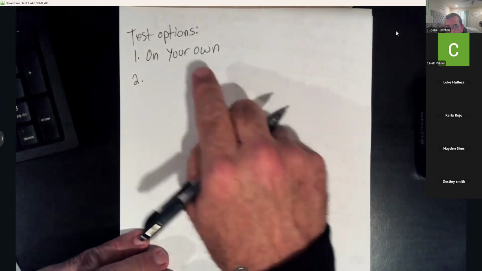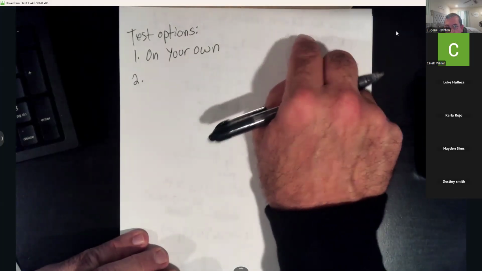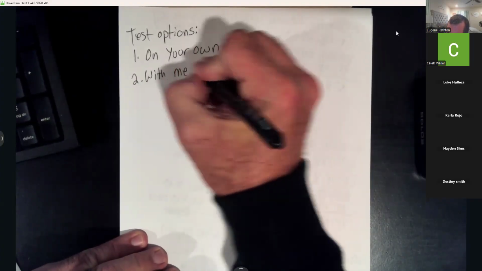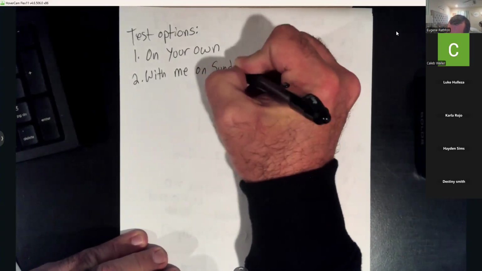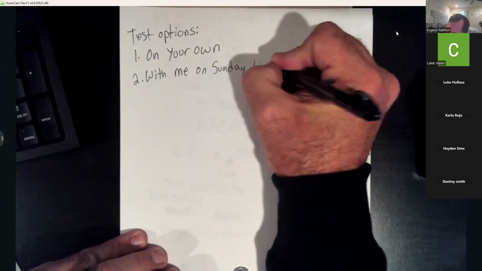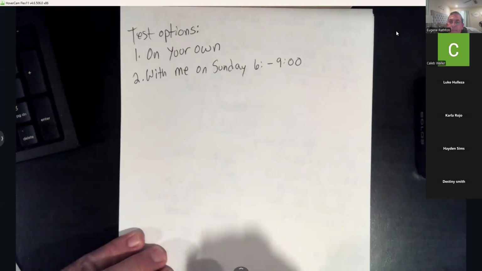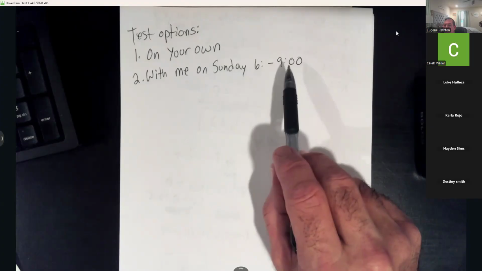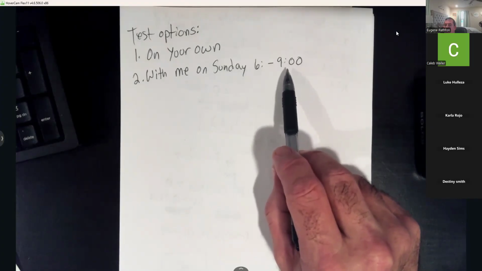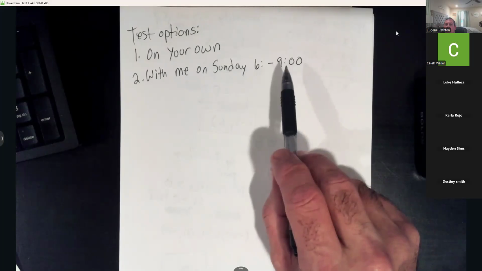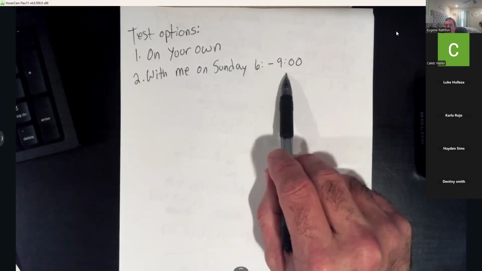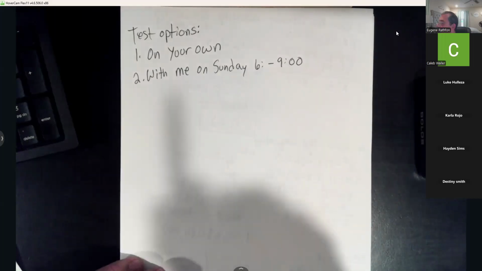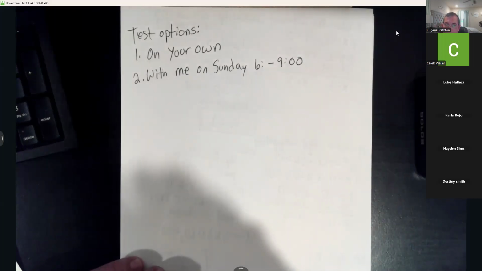Option 2, if you cannot get the lockdown browser Respondus, you can test with me on Sunday night from 6 to 9. Okay. I'll leave it open for y'all if you come in and you can't start till 9. That's cool. And I'll give you till 10 or whatever. But you at least got to start by 9, okay? So it'll be between 6 and 9 Sunday night. And I'll send out a link later for that, okay?